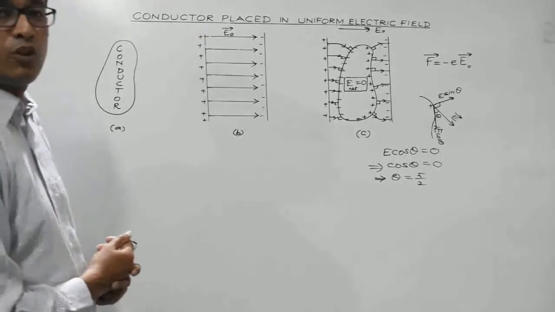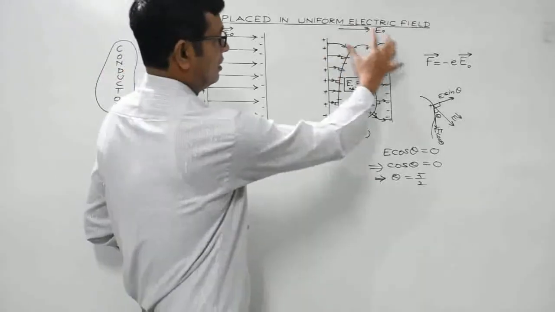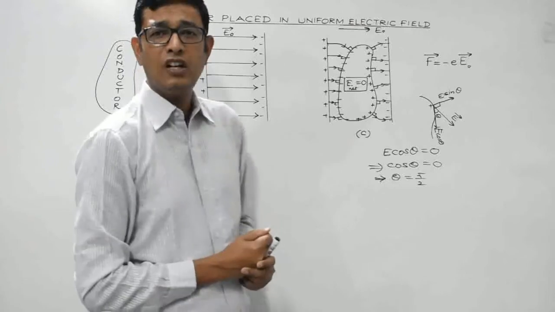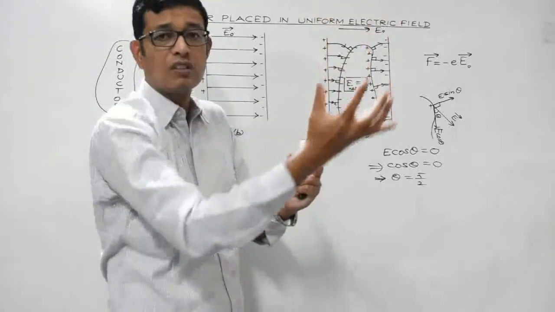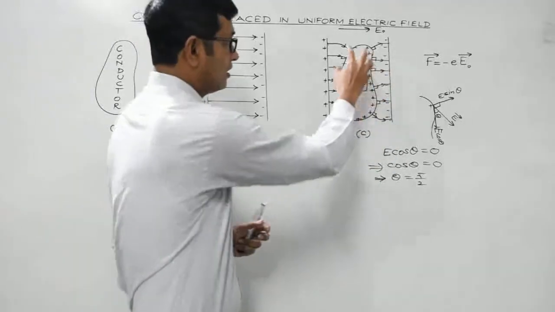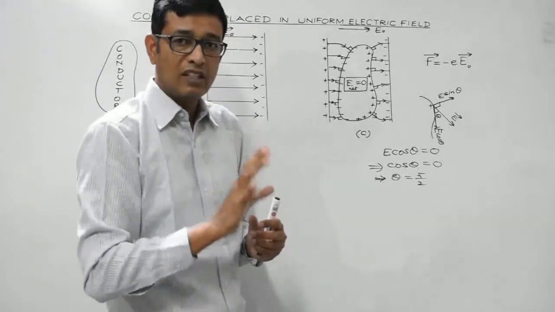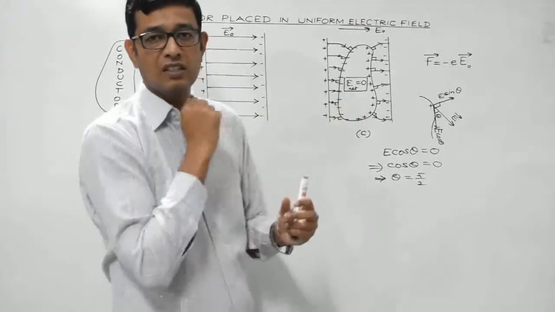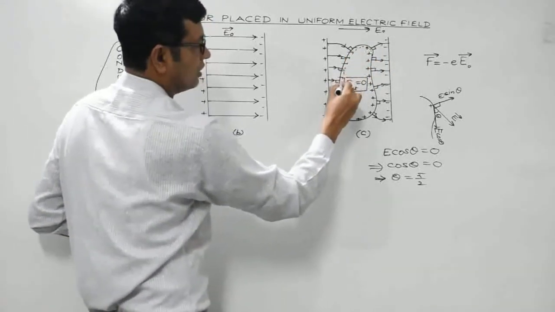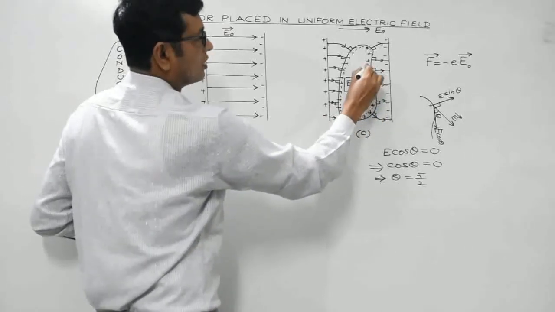Another very important point. In case this conductor is charged, then students, all the charge tends to reside only on the outer surface of the conductor. I repeat, if it is the case of a charged conductor, then all the charge on the conductor resides on the outer surface of the conductor. If you consider a Gaussian surface over here, this dotted line, it represents a Gaussian surface.